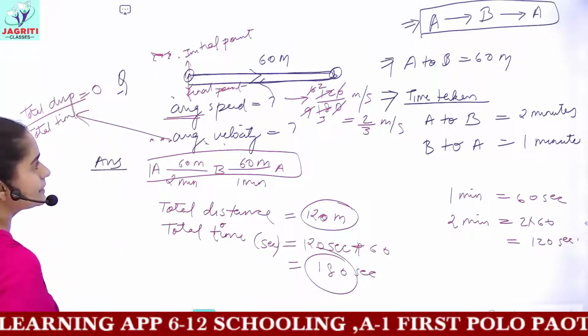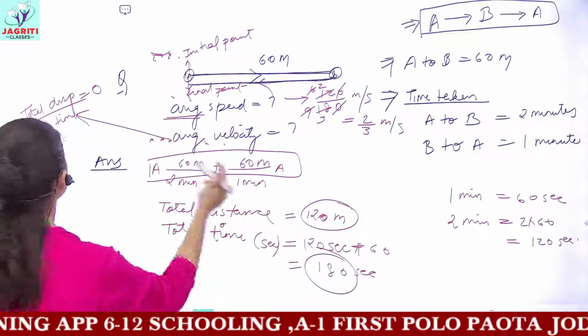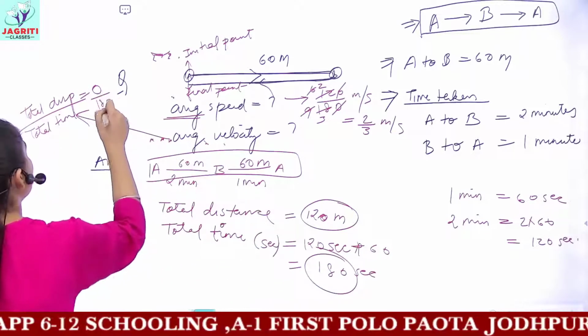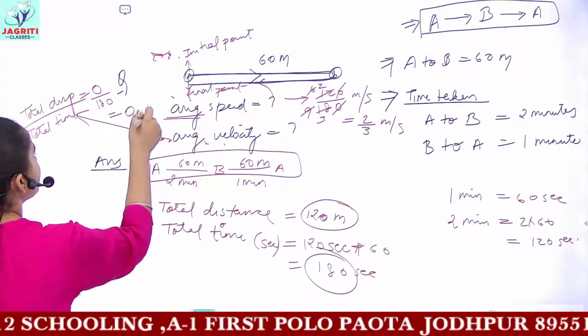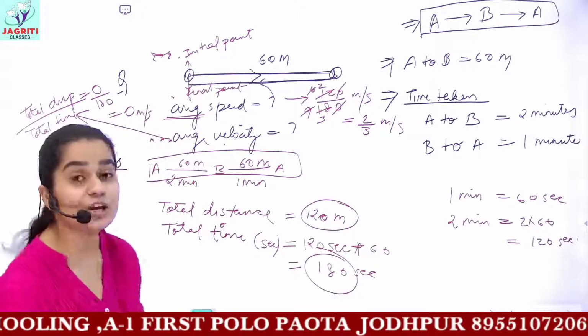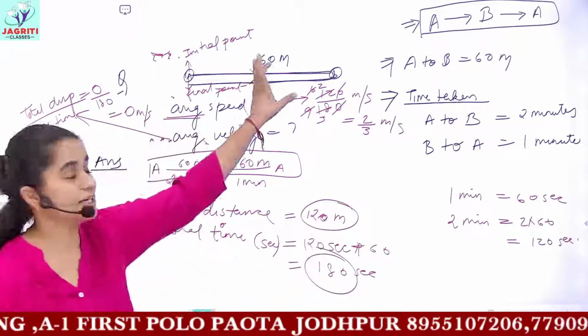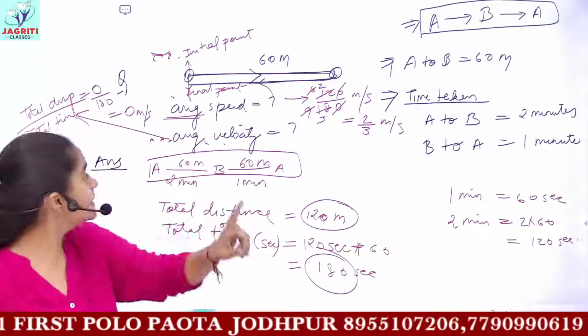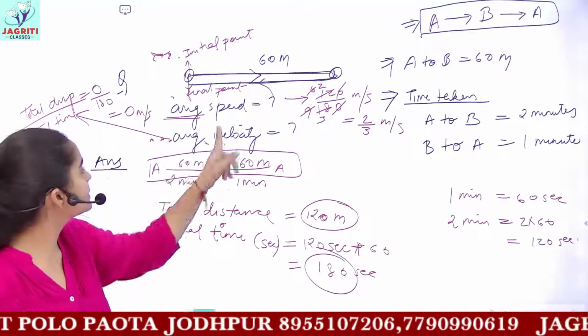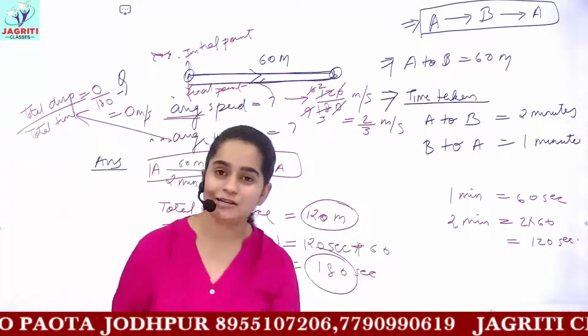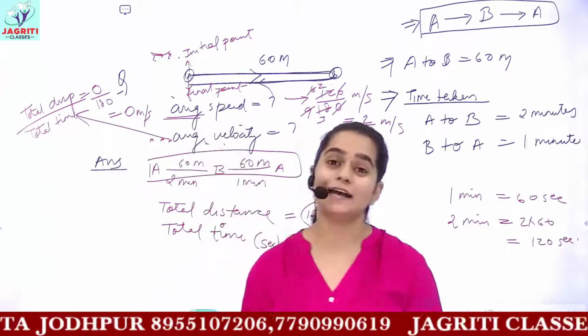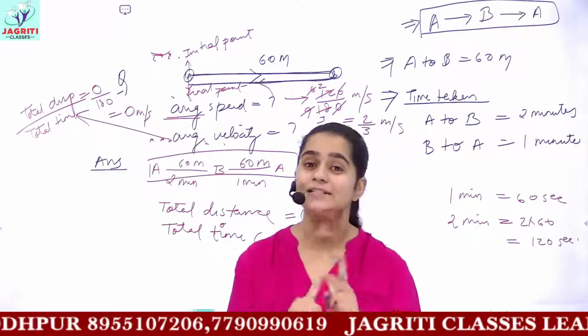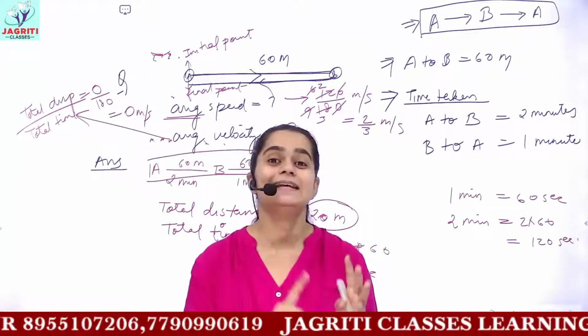Total displacement is 0. Total time taken is how much? 180 seconds. So 0 by 180 would give you 0 meter per second. That is, the average velocity of the object in the given question is 0 meter per second, whereas the average speed is 2 by 3 meters per second. So I think now the concept of speed, velocity, average speed, average velocity is cleared.